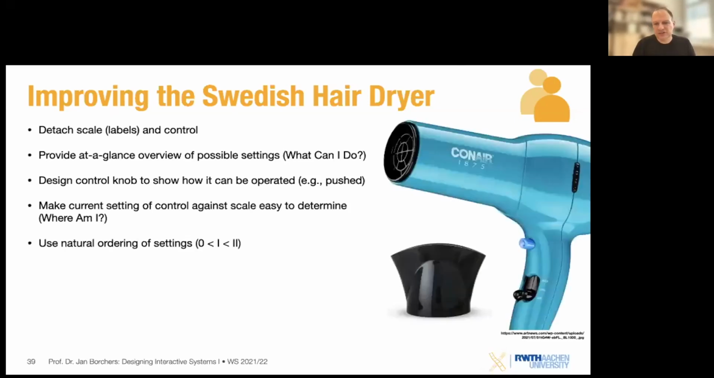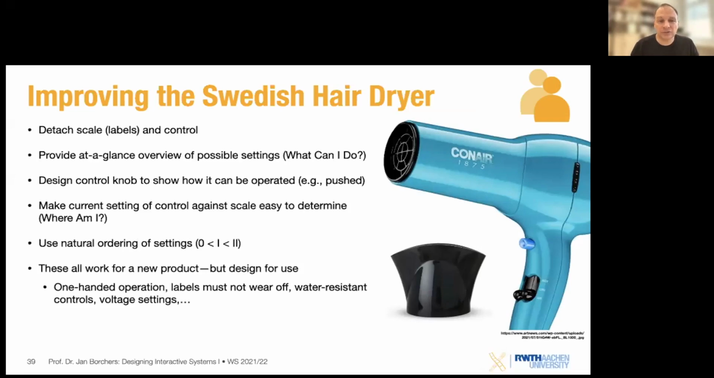So you take a super easy, simple design like this one here. Oh, natural ordering of settings, for example. This is a cheapo hairdryer, and it uses this simple slider that has these 3 levels. And it's very easy to understand what current level it is at and how to operate it.